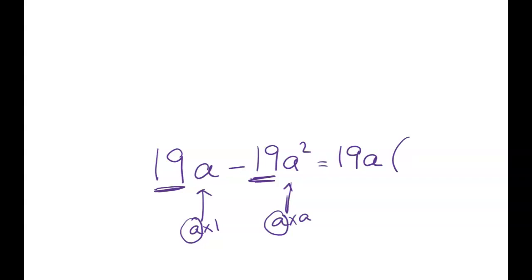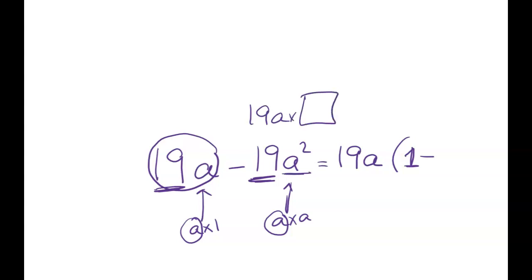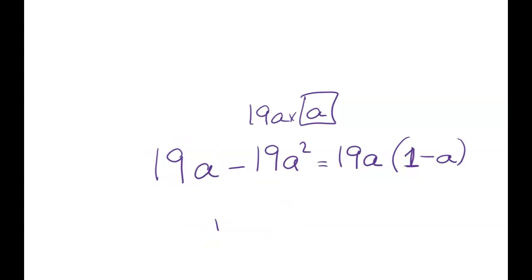So we're going to put that a here, timesing by the 19. Now 19a times what is going to get me that term? Well, it's just 19a times 1, right? Take away 19a times what will get me a squared. I need to times in another a. So that's my final answer for that one there. I'm just going to erase some of this so it's not so messy. So this would be a good example to make sure you've got down in your book.